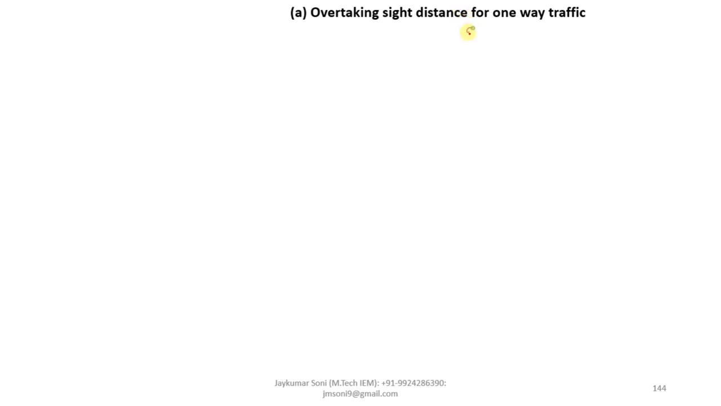So we will calculate the value of d1 and d2. The d3 value will not be considered because one-way traffic is given. The equation for d1 is vb into t. So it will be 19.4, which we have calculated. Let us assume t as 2 seconds. So it will be 38.8 meter. Let us calculate d2, which is vb into t plus 2s.